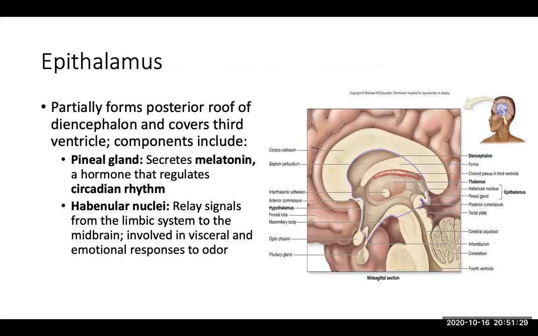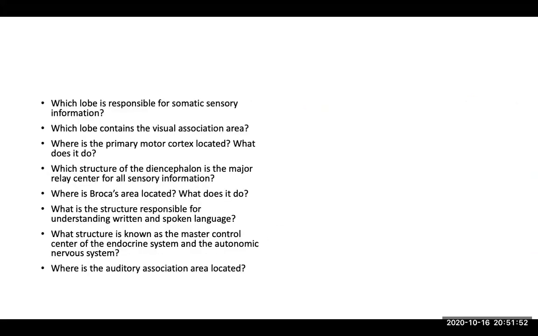The epithalamus is composed of the pineal gland and habenular nuclei. The pineal gland secretes melatonin, which is a hormone that helps regulate the circadian cycle, which is your sleep-wake cycle. And these nuclei will relay signals from the limbic system to the midbrain, which is involved in visceral and emotional responses to odor.